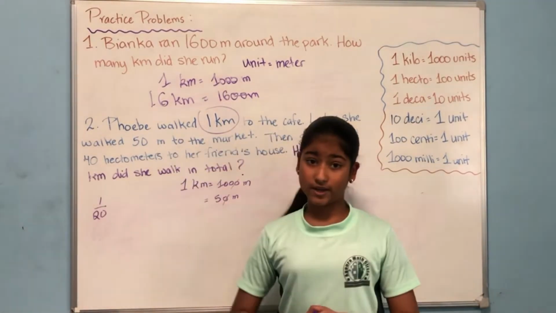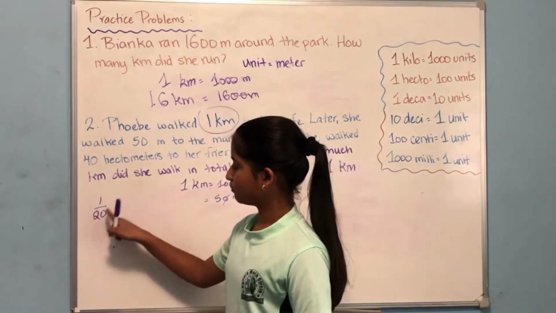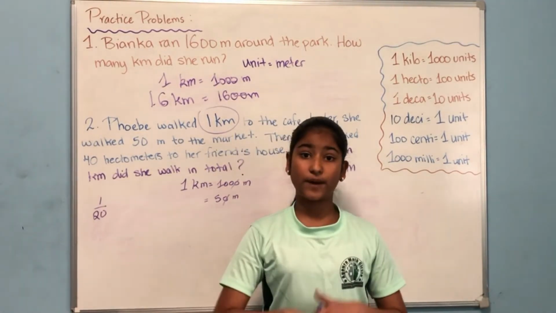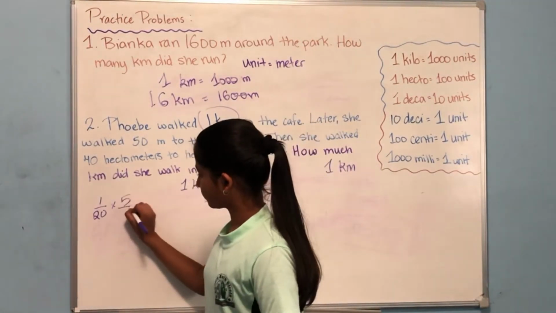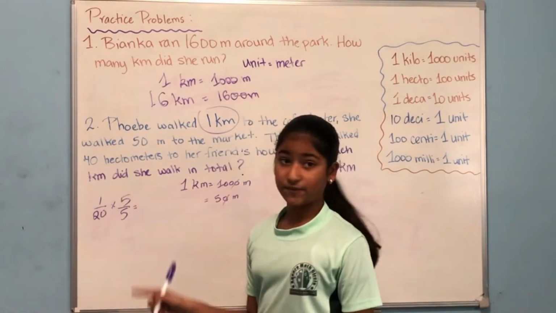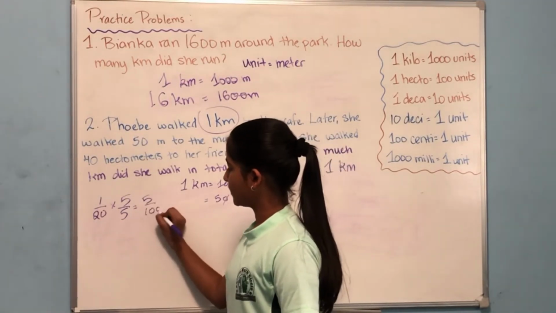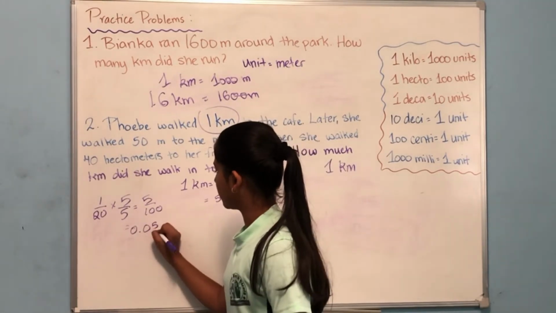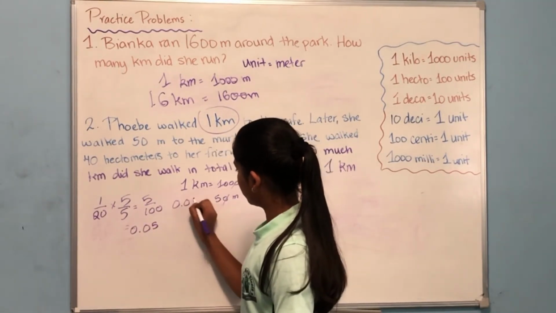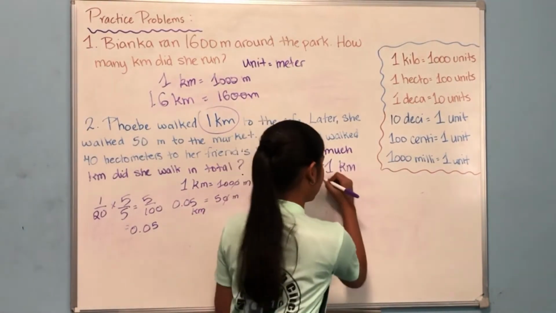We know that that's our answer, but let's convert it into a decimal to make it easier. So we have to multiply the numerator and denominator by 5 to get 100 to convert into a decimal. Now 1 times 5 is 5, and 20 times 5 is 100. And so 5 over 100 is equal to 0.05. So that's 0.05 kilometers. Let's write that down right here.